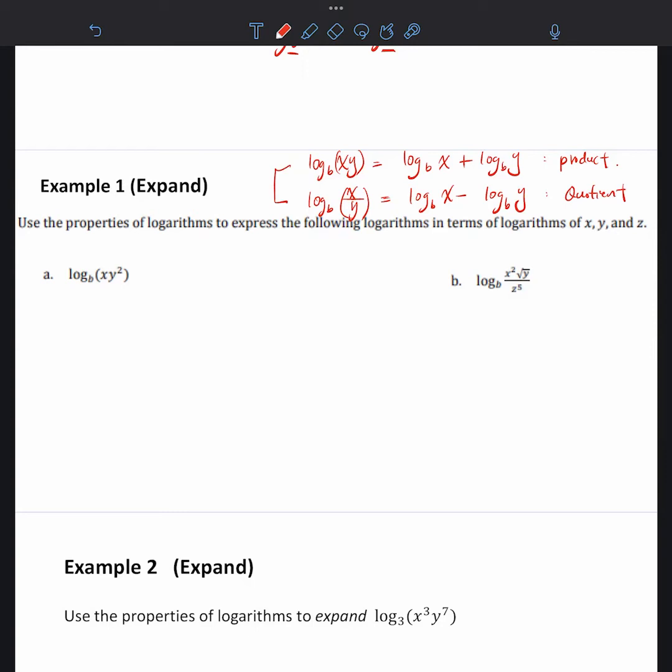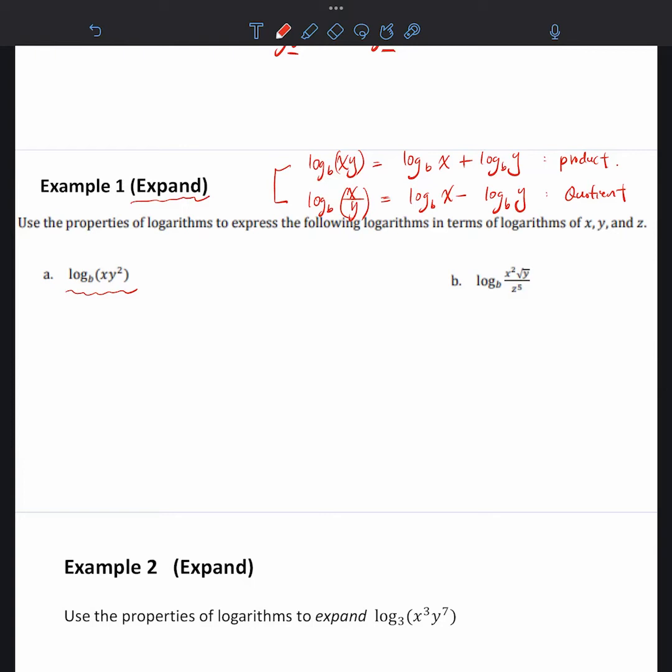So let's do letter A. What happened? I have a base B. I don't know what the number is, but there is a base. And then we have x times y to the second power. They're asking, we need to expand it. So according to the product or quotient rule, we might be able to expand this logarithmic expression.